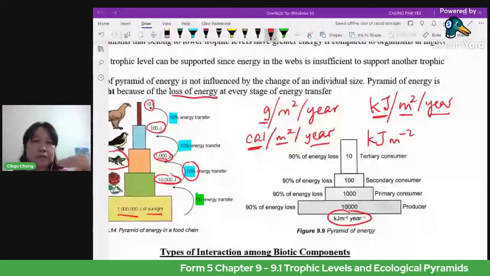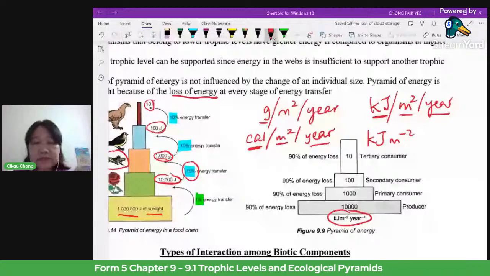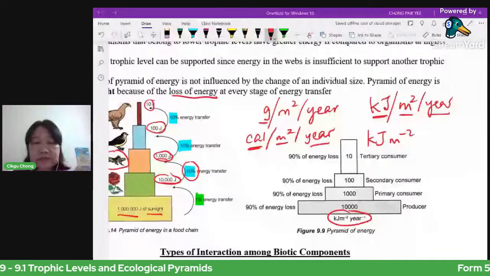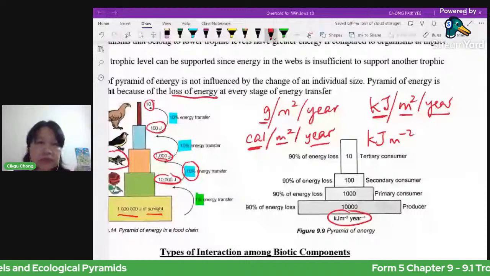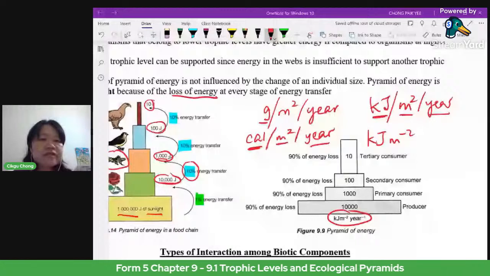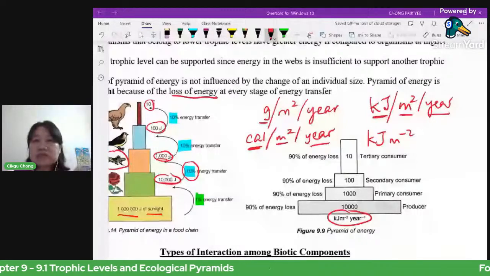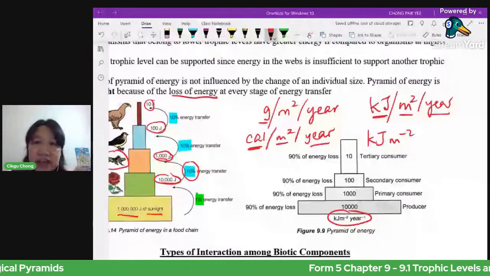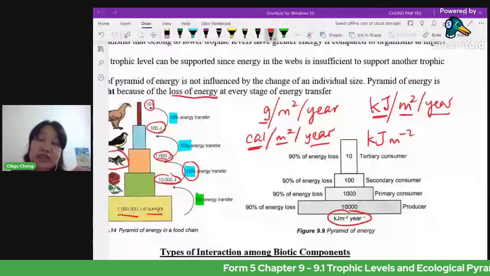All right, so this is what I want to introduce to you for today. For the next lesson, which is going to be more interesting, we talk about the different types of relationships among the biotic components that we introduced, the fish and the anemone, how do they help each other, what kind of advantage they give to each other, and so on. It's interesting when you like to know these kinds of relationships.